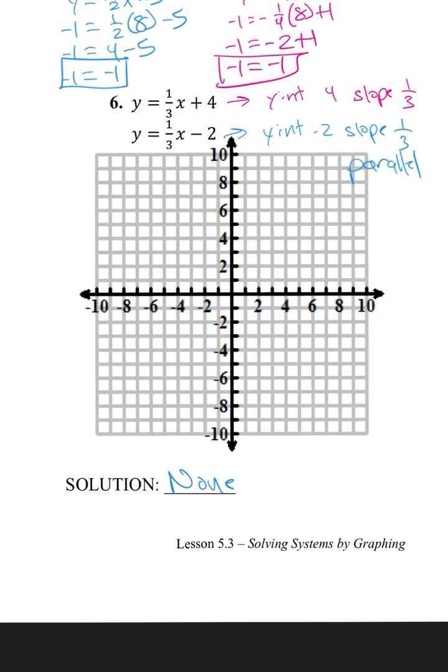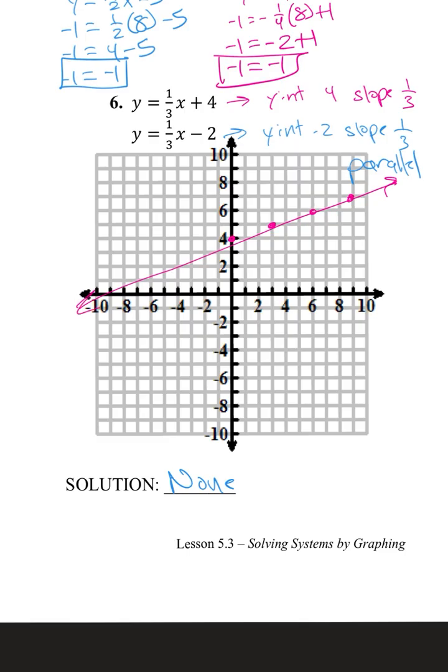But just to prove a point, let's go ahead and plot our points. Pun intended. Okay, here we go. First line. From the origin, my y-intercept is 4, so I'm going to go straight up to 4. My slope is 1/3, so from that very first point, I'm going to go up 1 over 3, up 1 over 3, and up 1 over 3. Okay, draw our line. Connect the dots.